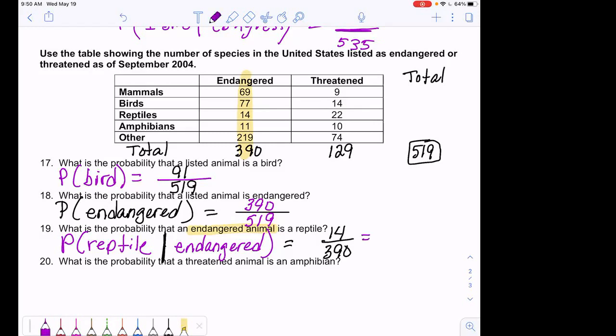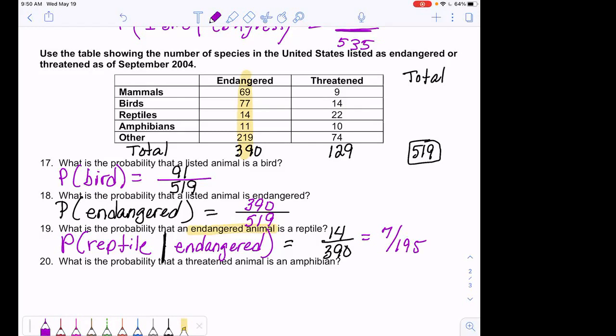Haley, could you place that in your calculator and reduce that? You said 195. That's what I thought you said. I just wanted to make sure. So that is called conditional probability. We're given the condition that we're looking at endangered animals.